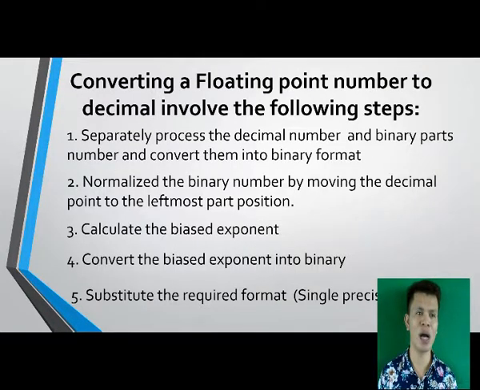Here are the steps on how to convert a decimal number to a floating point number. Number 1, process the decimal number and binary parts and convert them into binary format. Number 2, normalize the binary number by moving the decimal point to the leftmost position. Number 3, calculate the biased exponent. Number 4, convert the biased exponent into binary. And number 5, substitute into the required format, single precision, double precision or extended precision.